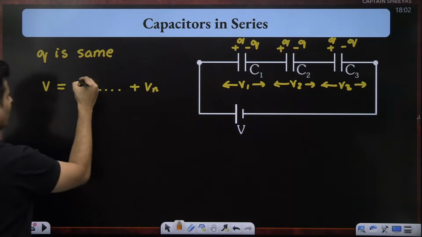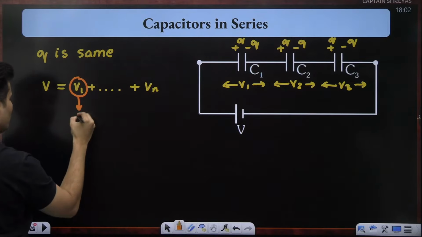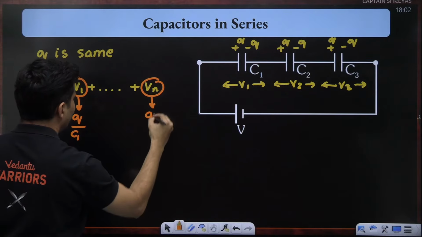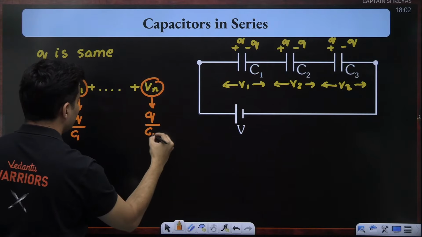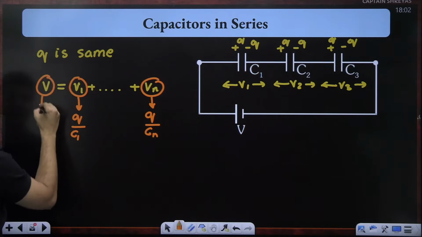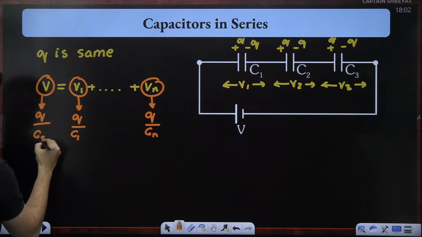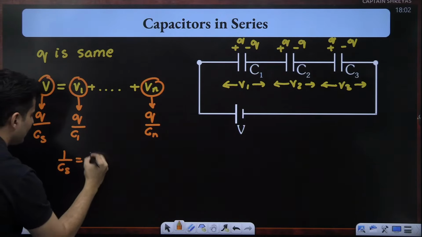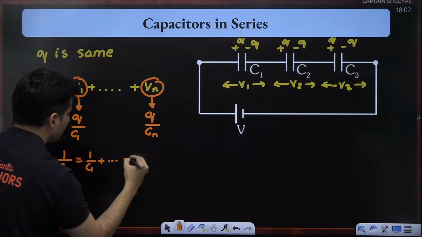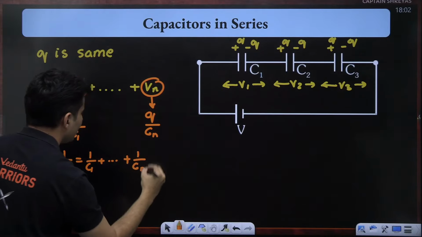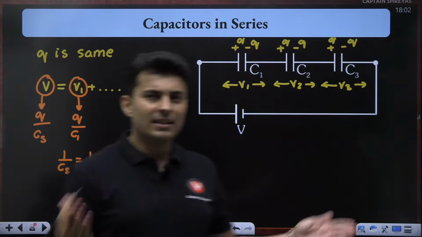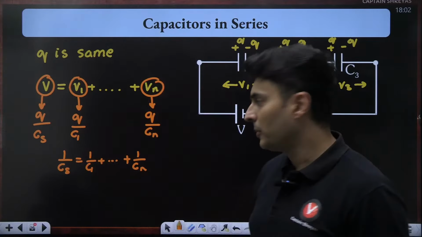And each of these voltages is Q by C. So it will be Q by C1, this will also be Q by C2, like that, Q by Cn. The net voltage I can say is Q by Cs. If you equate it, Q will get cancelled and you will see 1 by Cs is 1 by C1 plus 1 by C2 plus 1 by Cn, like that. So the formula is like parallel resistors. It's exactly opposite. That's what you should know.